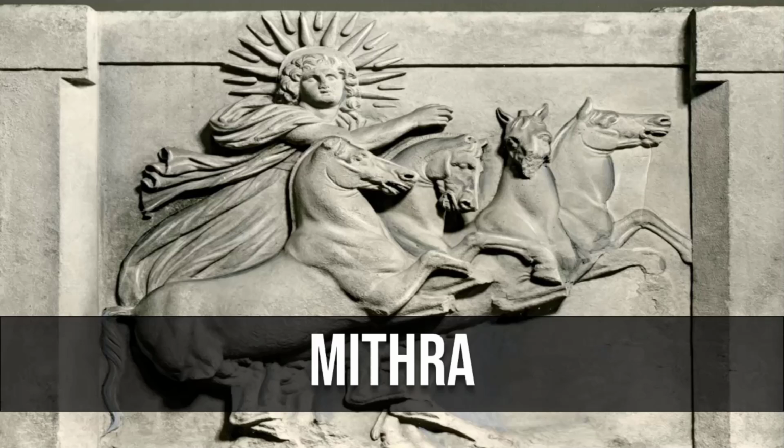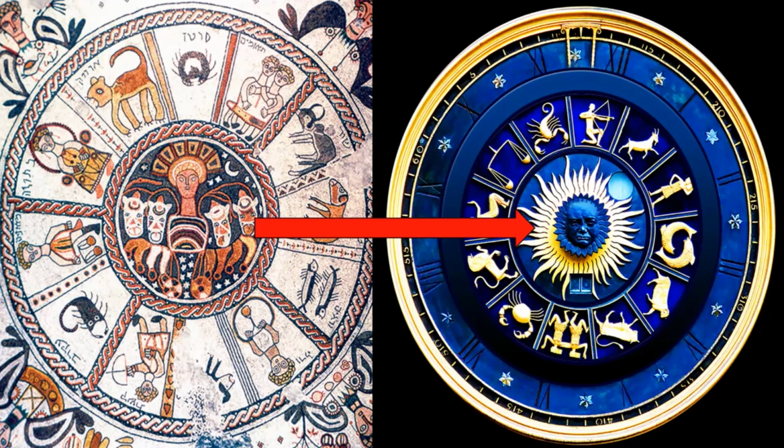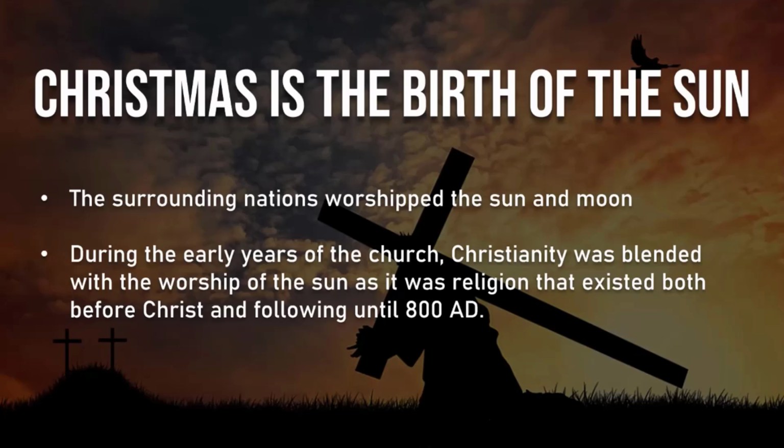So we can see aspects that are familiar with Mithra. Again, we can see Helios sits in the center, which is Mithra, which is the sun. So Christmas is really the celebration of the birth of the sun in the winter. The surrounding nations worship the sun and the moon. During the early years of the church, Christianity was blended with the worship of the sun, as it was the religion that existed both before Christ and followed all the way up to 800 AD. So we know that with Saturnalia.